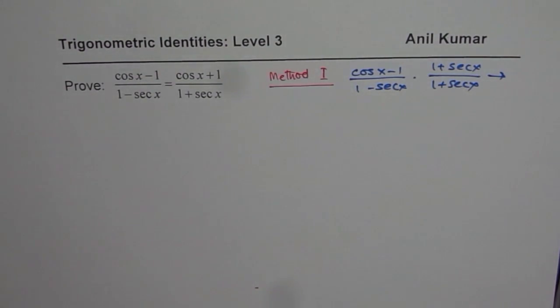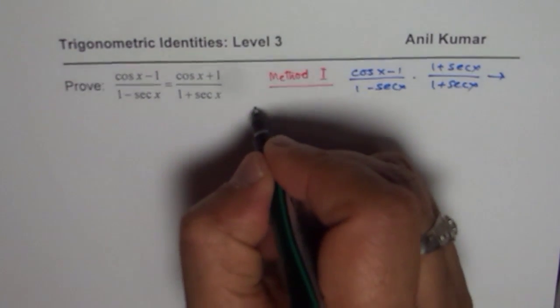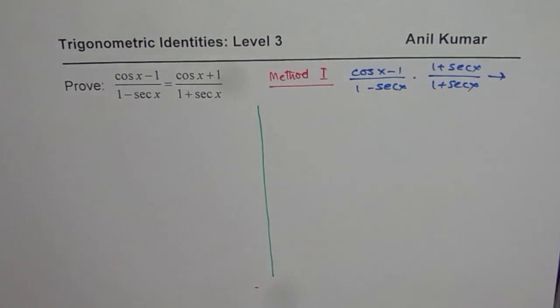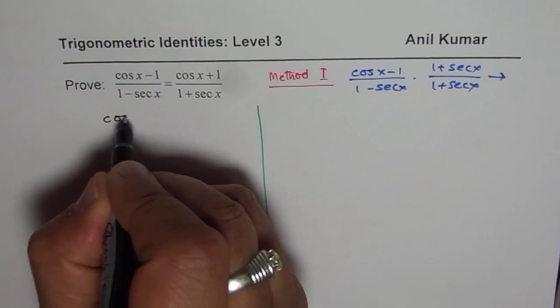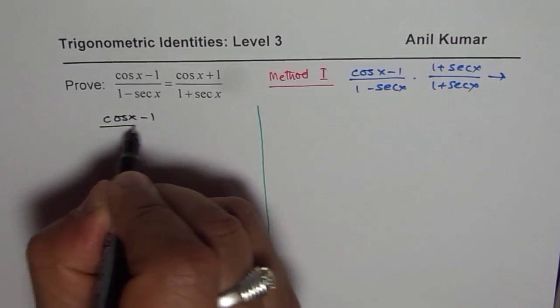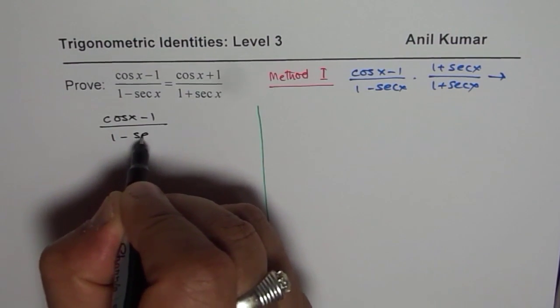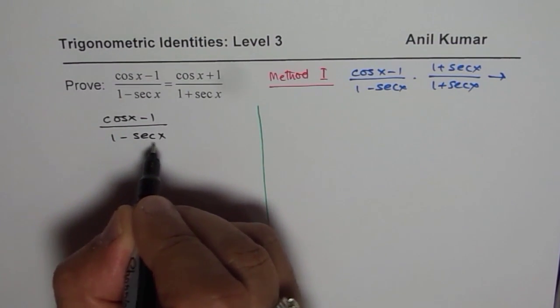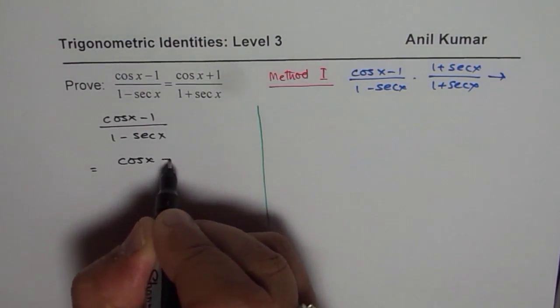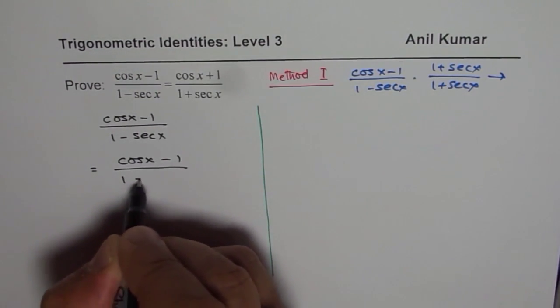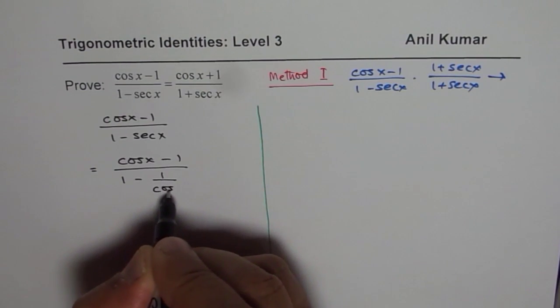Now, what we will do here is we will actually solve from both sides. That will be a kind of simpler solution. So the left side for us is (cos x − 1)/(1 − sec x). We can write sec x as 1/cos x. So we get this equals (cos x − 1)/(1 − 1/cos x), right?